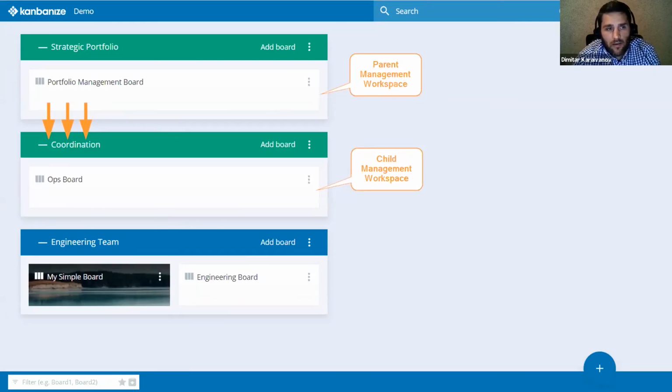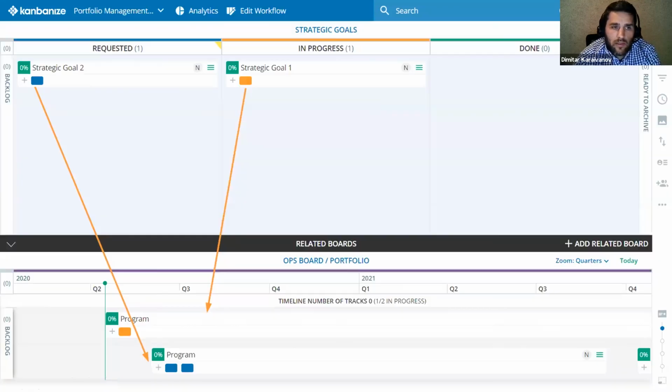But let's say we now care about some sort of strategy and goals. So I have a parent management workspace that we connect to a child management workspace. So it looks like this. This time I have an initiatives workflow. I can choose a timeline, initiatives workflow, any type of workflow that I want and that I prefer. And I prefer this simple representation.